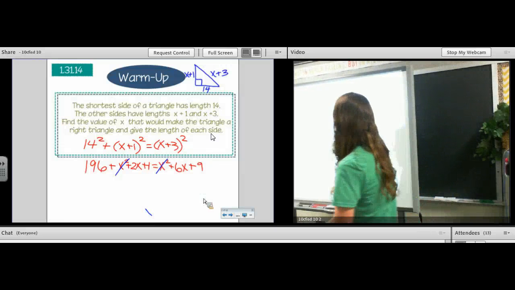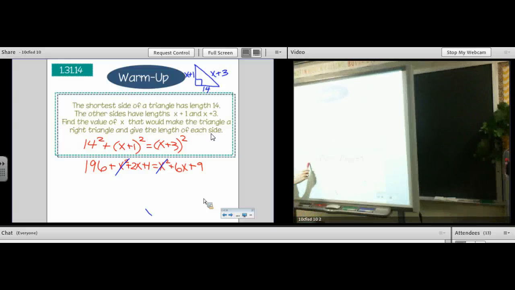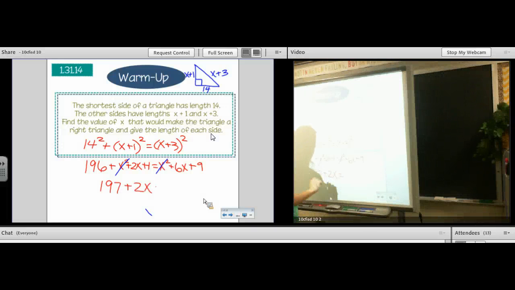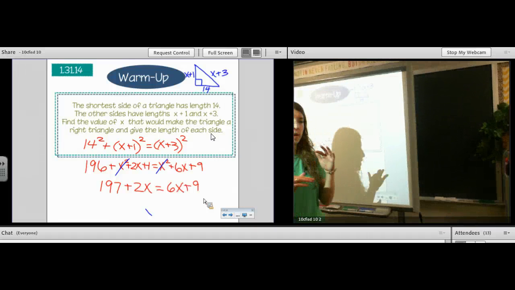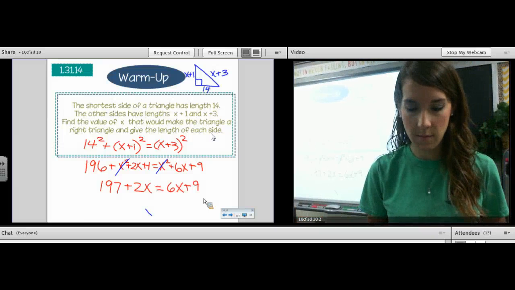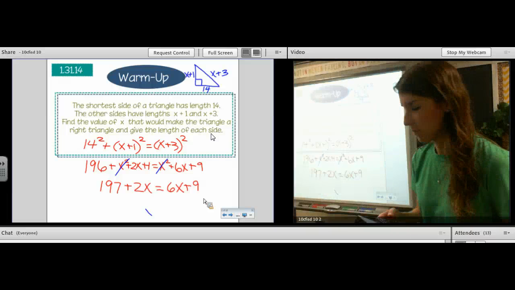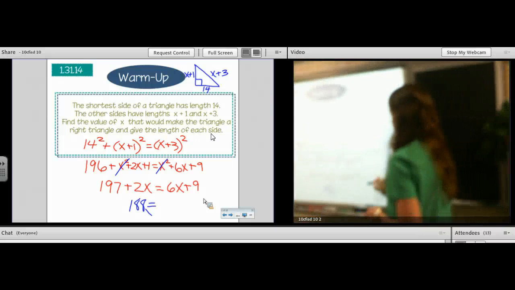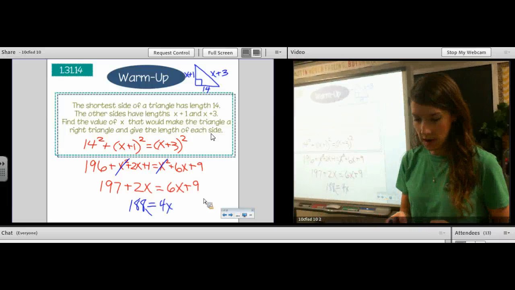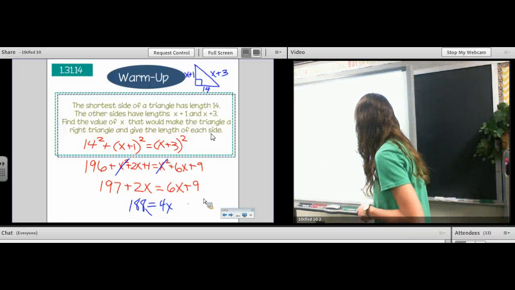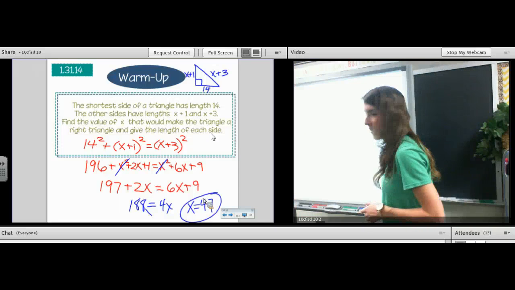Okay, so on the left side, we've got 196 plus 1. So we've got 197 plus 2x equals 6x plus 9. Subtract the 2x, subtract the 9. 197 minus 9 is 188 equals 4x. Are y'all with me? Are you already done? Are you bored? x is 47.